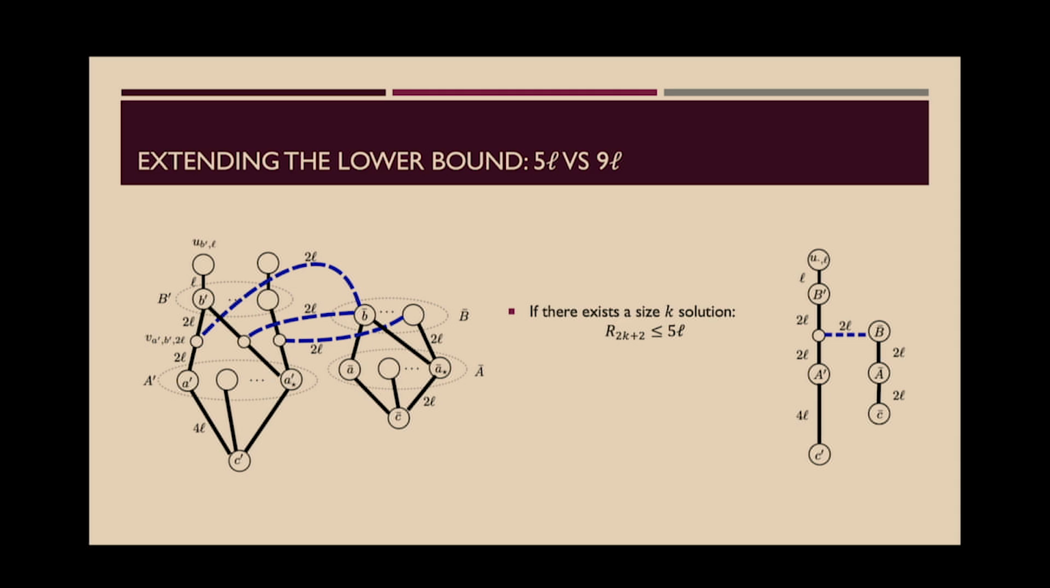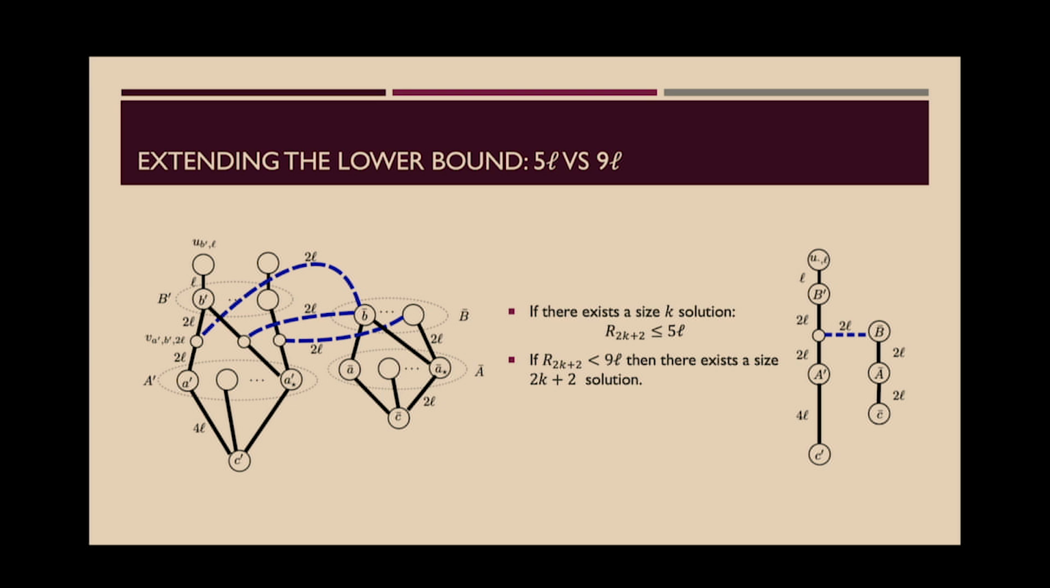So in this graph, if there exists a size k solution to the set cover problem, we now have 2k plus 2 centers, so k here, and these 2 vertices that cover the graph with distance 5L. But if the 2k plus 2 center radius is strictly less than 9L, then we can do the same argument where we project these centers onto the set A, and the vertices that we get, we can show are a set cover, our solution to the set cover.